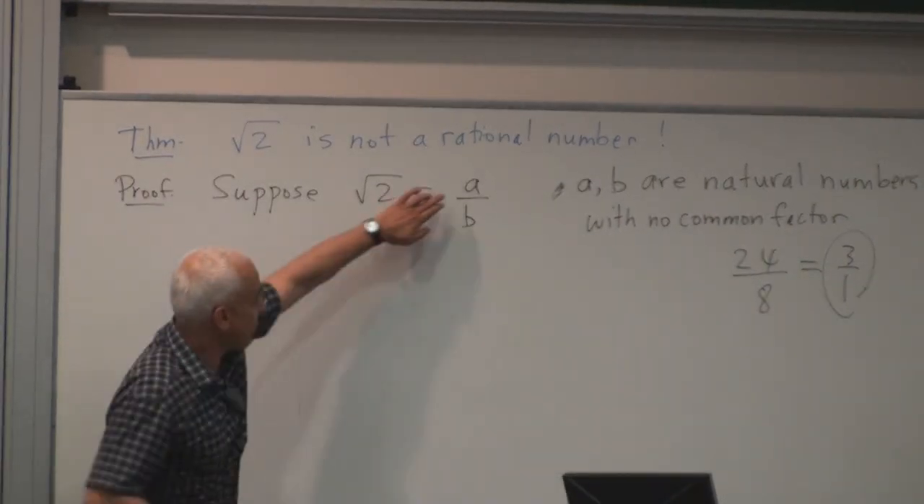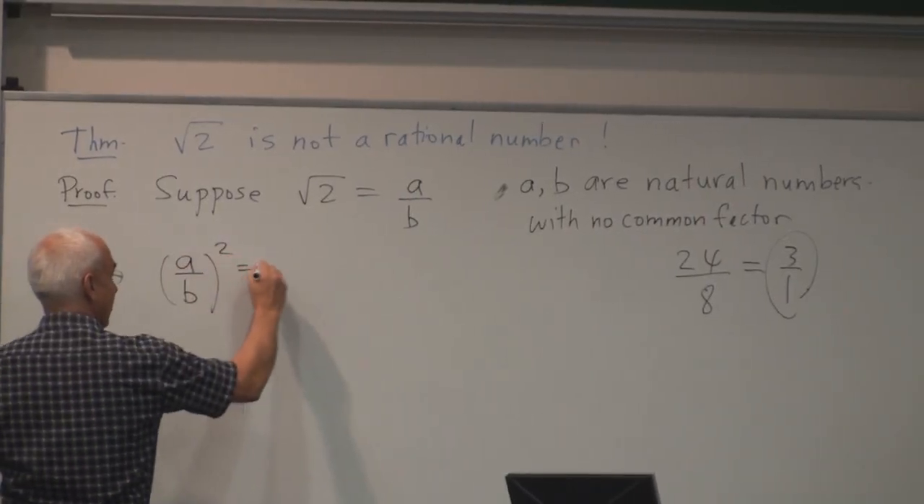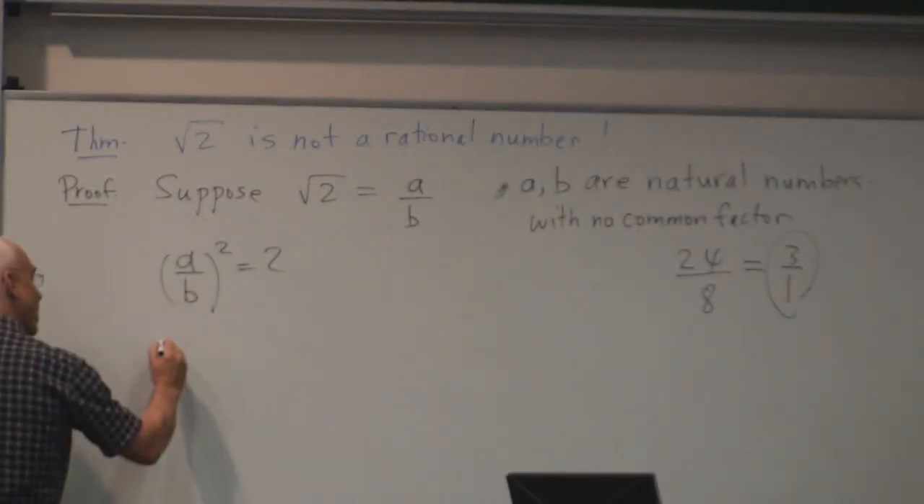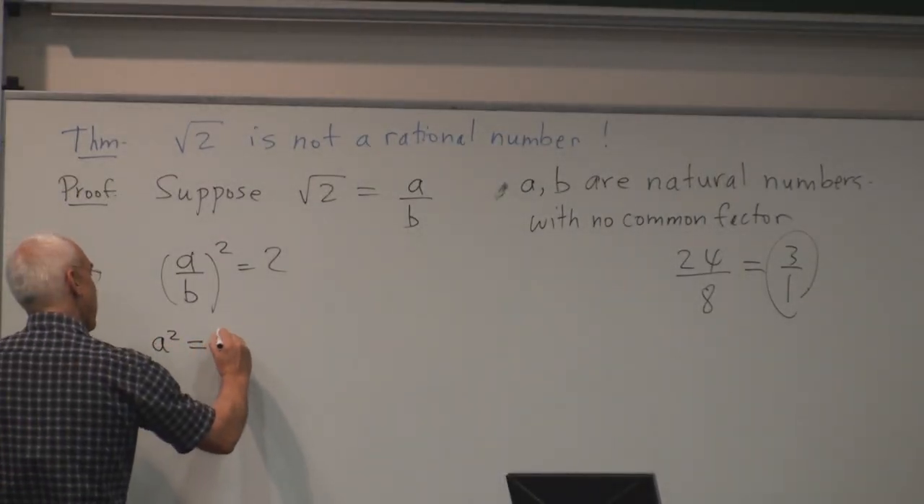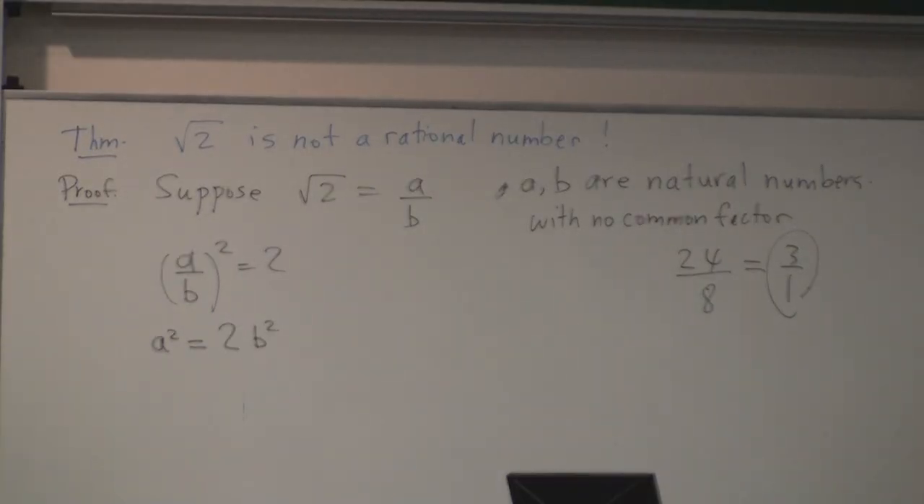So what do we know about this number a over b? Well, we know that a over b squared has to equal 2. And we're going to try to get a contradiction. So we'll look at this equation, and first rewrite it as a squared equals 2b squared. Remember, a and b are natural numbers.